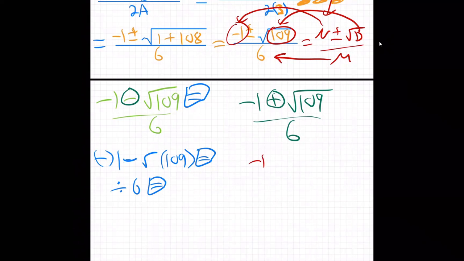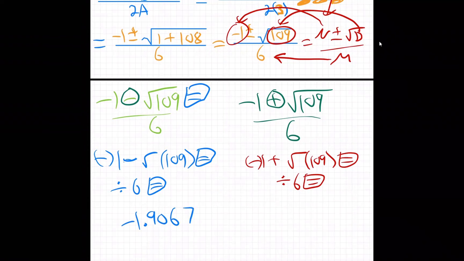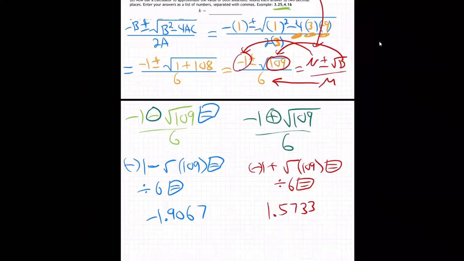The other side, you get -1. Again, you have to do that minus sign. Plus square root 109, equals, divided by 6, equals. So hit the buttons on your calculator and get both of those. Let me do mine real quick on my calculator. So I'm getting, for this first one, negative 1.9067, and the other one, 1.5733. I think they said round to 2 places.